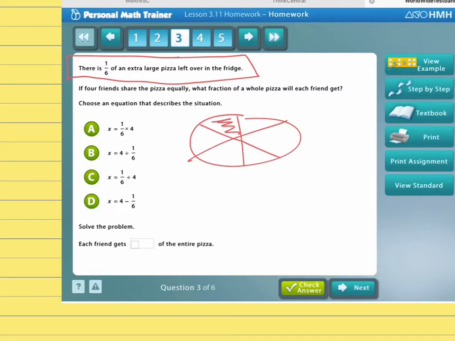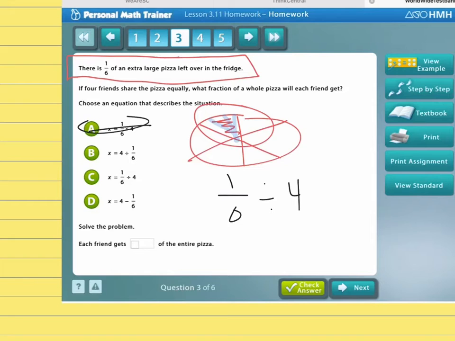If 4 friends share the piece, you're going to take this one piece and cut it into 4 pieces, so it's going to be a very small piece. We're going to cut it into 4 pieces. So you have basically 1/6 divided by 4.